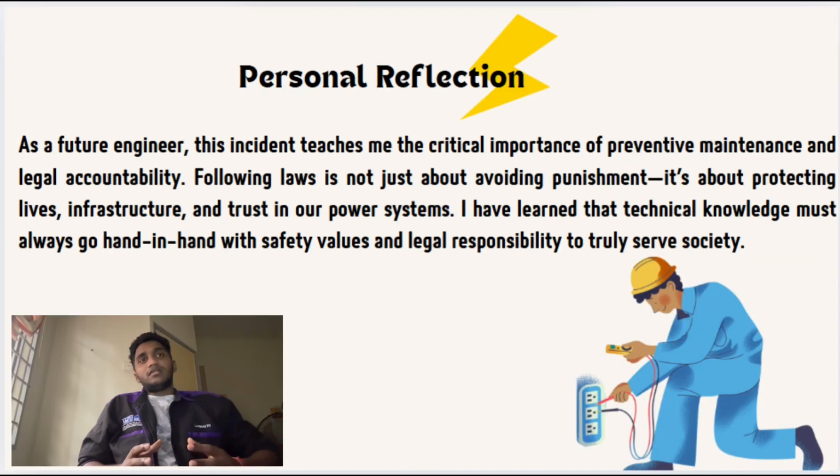For my personal reflection, as a future engineer, these incidents teach me the critical importance of preventive maintenance and legal accountability. Following the laws is not just about avoiding punishment, it's about protecting lives and infrastructure and the trust in our power system. I have learned that technical knowledge must go hand in hand with safety values and legal responsibility to truly serve society.